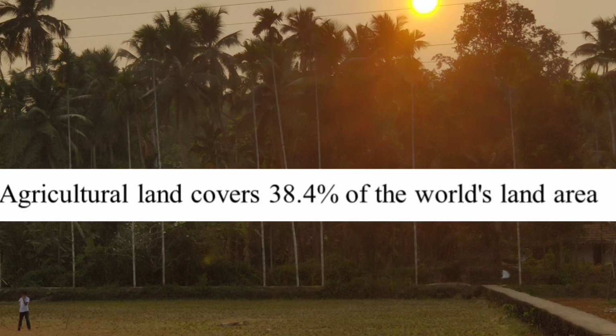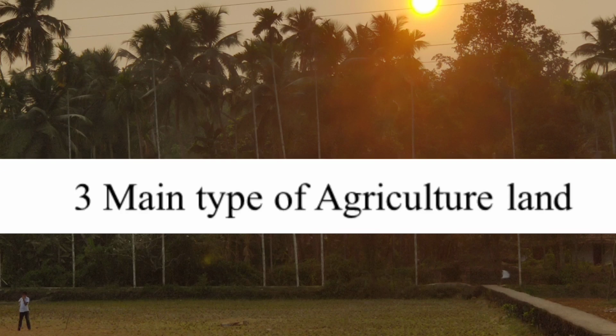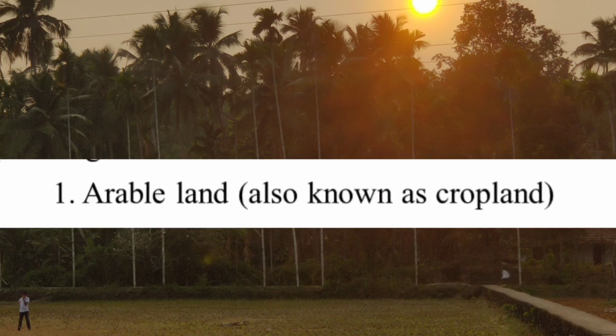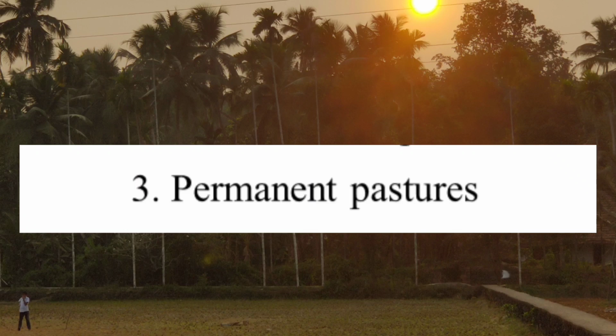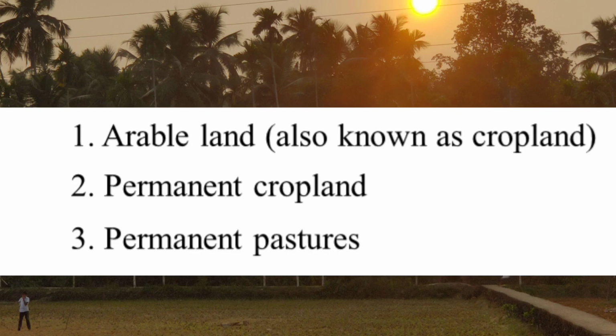In the world, 38.4% of the land area is used for agriculture, and there are three main types of agricultural land. One is arable land, second is permanent cropland, and third is permanent pastures. We will discuss these separately.